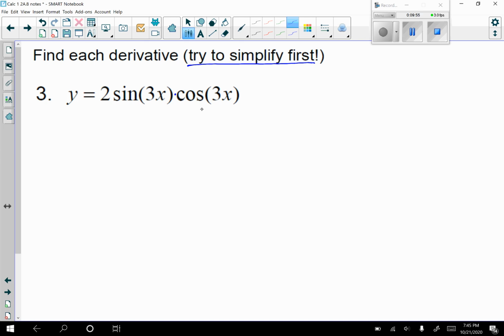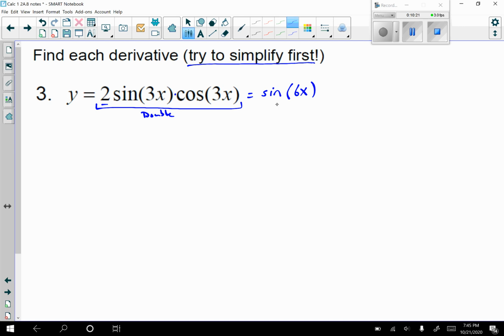Instead of that, we should recognize this. We have a sine times a cosine, no exponents. We've got a 2 in front. This is our double angle formula. It's always easier to do derivatives with fewer trig functions. So if you can simplify it down, do that. 2 times sine times cosine is sine of double the angle. 3x, double it is 6x.